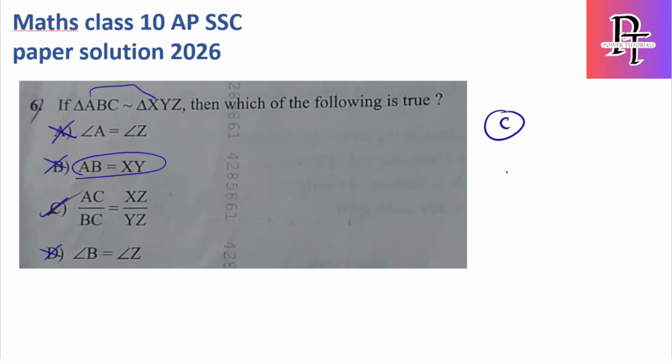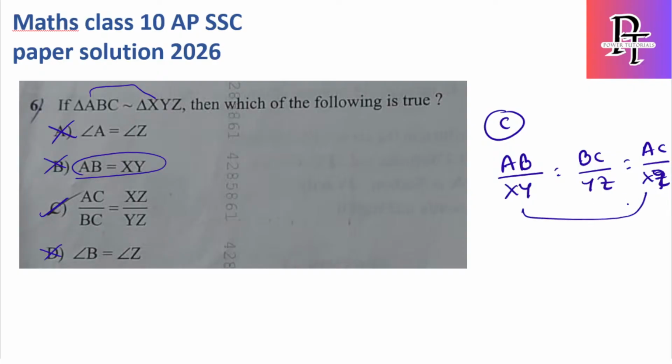Okay, for this, let me write the equation for the corresponding sides. If I write, then AB by XY will be equal to BC by YZ. The second relation, AC by XZ. So if I take the first and second equation, and then cross exchange these two terms, then it becomes AB by BC is equal to XY by YZ. Okay.